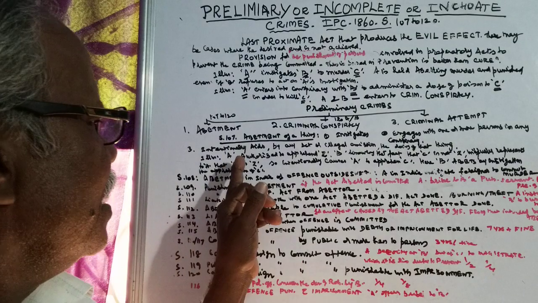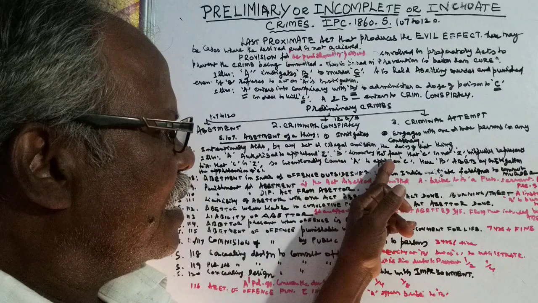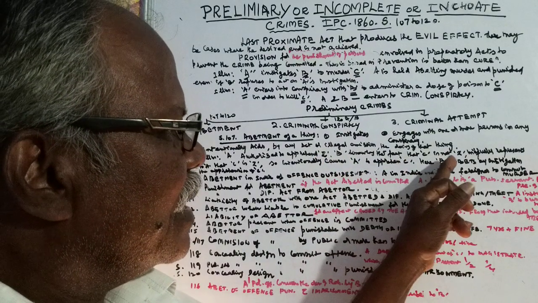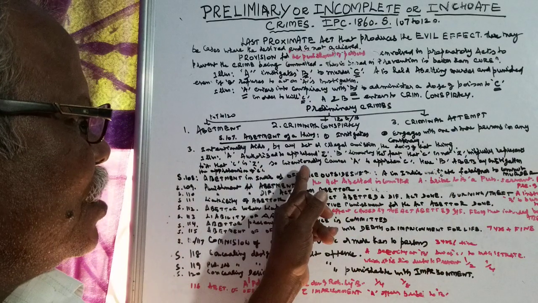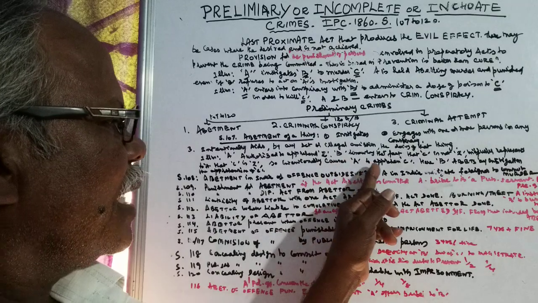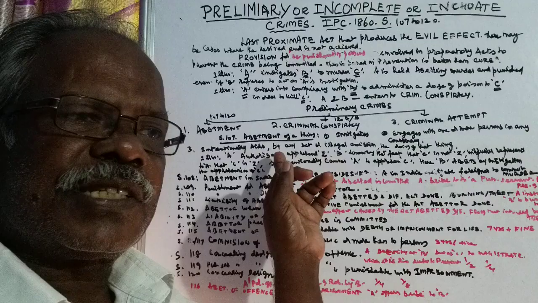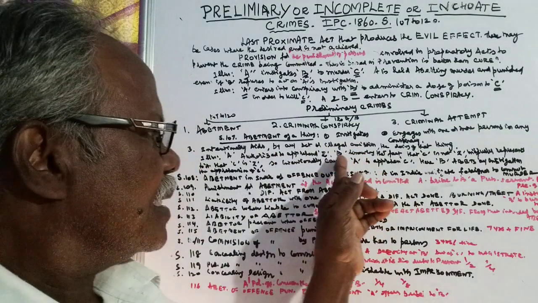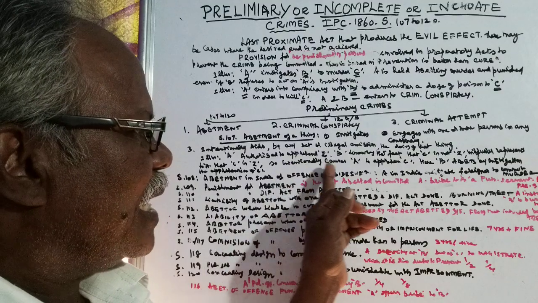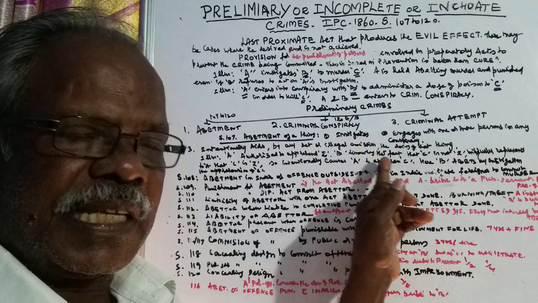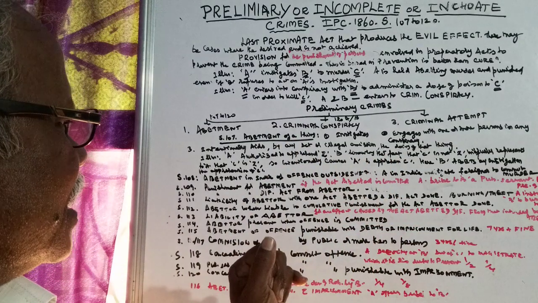For example, A is authorized to apprehend Z. B, knowing that C is not Z, intentionally represents to A that C is Z, and so intentionally causes A to apprehend C. Actually, the intention of A is to apprehend Z, but because of B, A causes the apprehension of C instead of Z. So this is called the abetment of a thing.